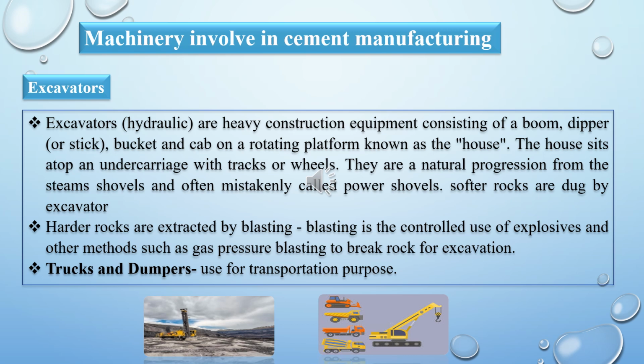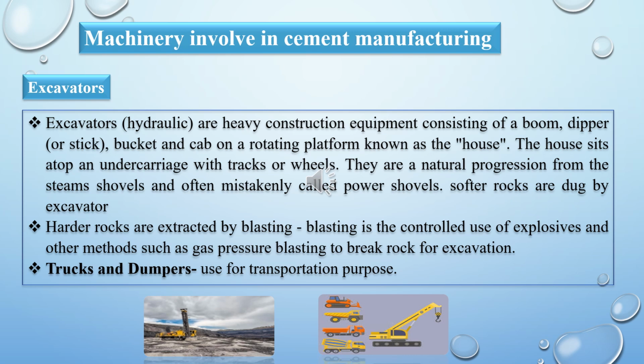So students, as you know, there are two types of rocks, softer rocks and harder rocks. Softer rocks are dug by the excavators. If there are harder rocks, then those rocks are first of all extracted by blasting or the use of controlled explosives. And the other method for the extraction of hard rocks is gas pressure blasting to break the rocks for excavation. And the next one is trucks and dumpers.